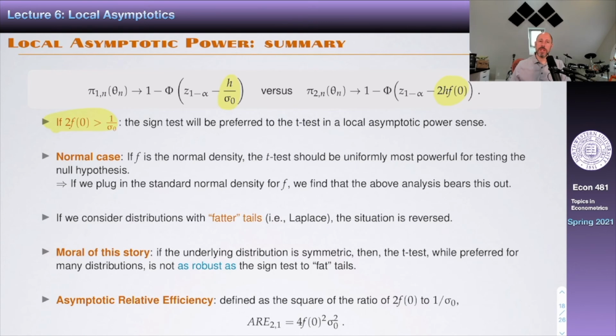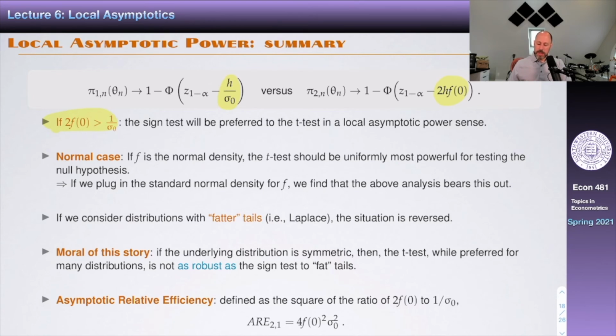And the reason should be straightforward, because you see that the t-test is taking averages of the x's while taking into account the magnitude of those observations, as 1 over n, the sum of xi's. The sign test doesn't take into account the magnitude. It only counts how many are to the right and how many are to the left. So if suddenly you have distributions that give you really high values with some probabilities, the sign test doesn't really care. As long as it's to the right or to the left, that's all it cares about.